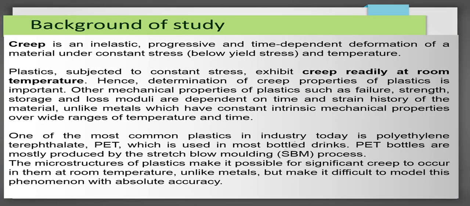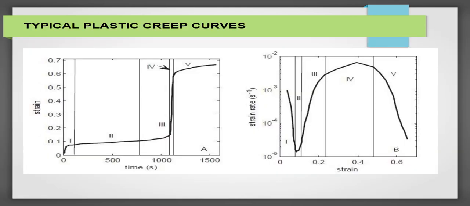Background of study. As stated in the previous slides, the background to this study comes from the fact that plastics creep at room temperature, unlike metals and glasses. So because of this, plastics are not good where high pressure is concerned. So for that reason, we look at the creep behavior of plastic as a function of the processing condition. We are using PET, which is polyethylene terephthalate, one of the commonest plastics in the industry today, as our case study. Before we continue, let us look at typical plastic creep curves.